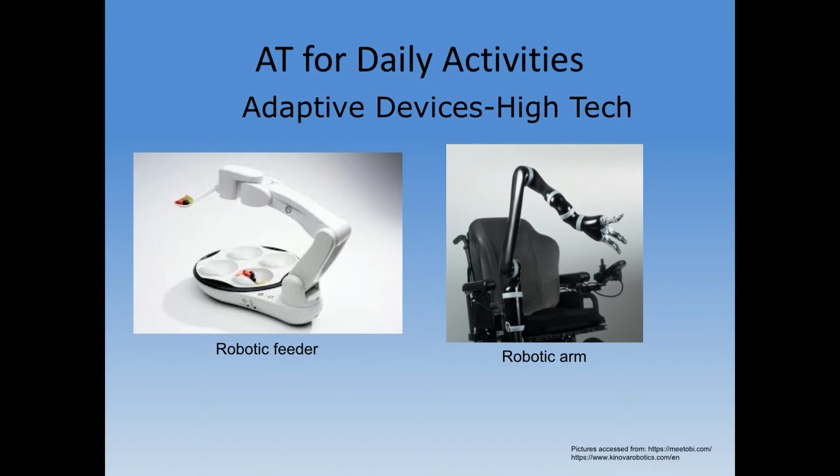Some examples of high-tech devices for daily living. We have robotic feeders now that can align with your face automatically and find your mouth and feed you. Again, if you are someone who has very significant disability and you require an aide or a caregiver to feed you.